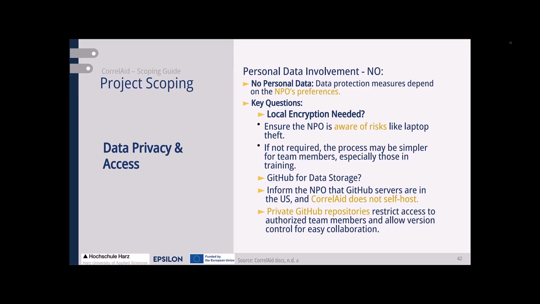And here, be aware that initiatives like CorrelAid or DataScience4Good do not work as a host. And here, a common solution are private GitHub repositories, where you can restrict the access to authorized team members and allow for collaboration within the guidelines of GDPR.